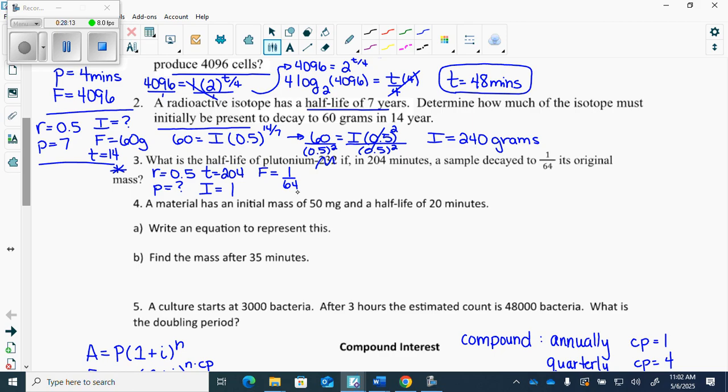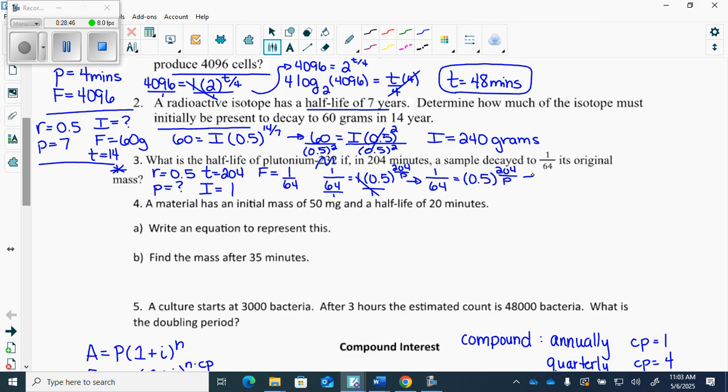So then we have 1/64 equals 1, 0.5 to the 204 over P. Divide my 1 over, and I get 1/64 equals 0.5 to the 204 over P. And now I'm missing my exponent. My variable's in my exponent. So what am I going to have to do? Convert it to a log every time.